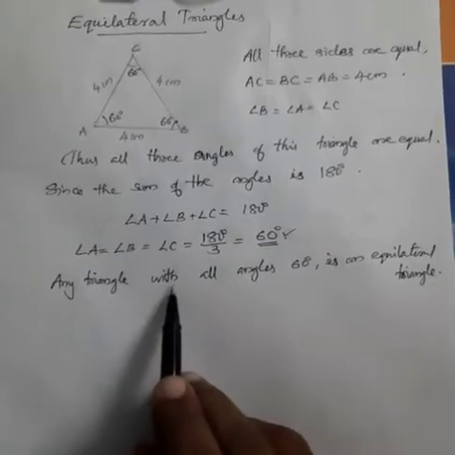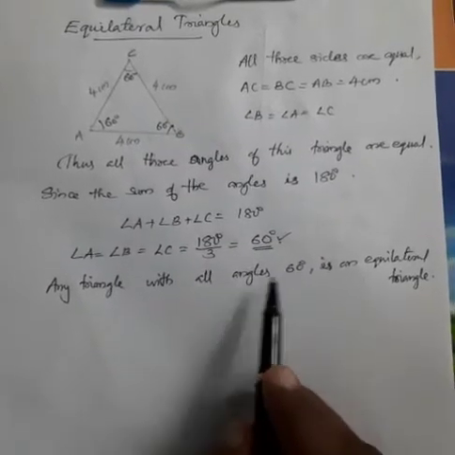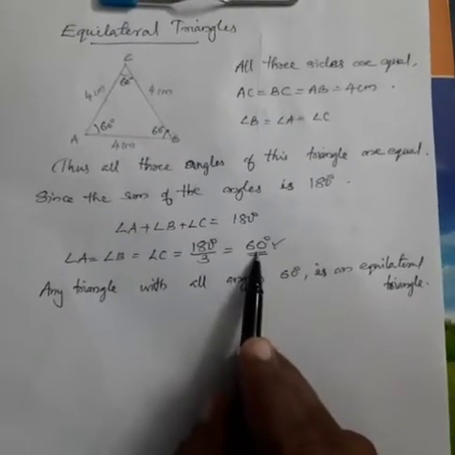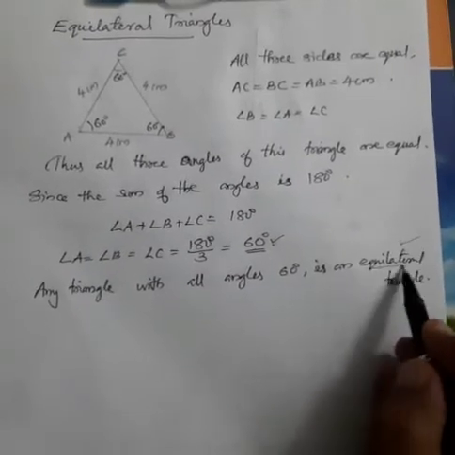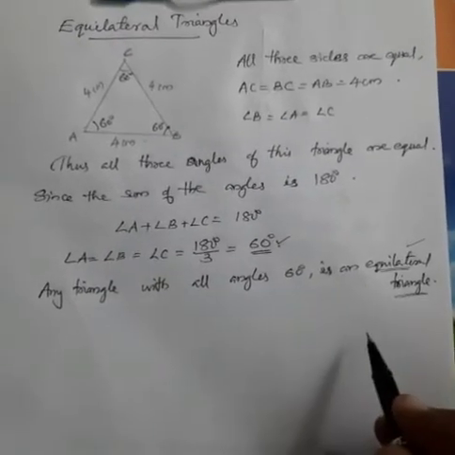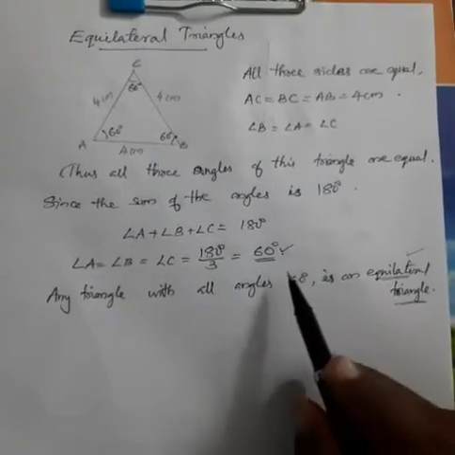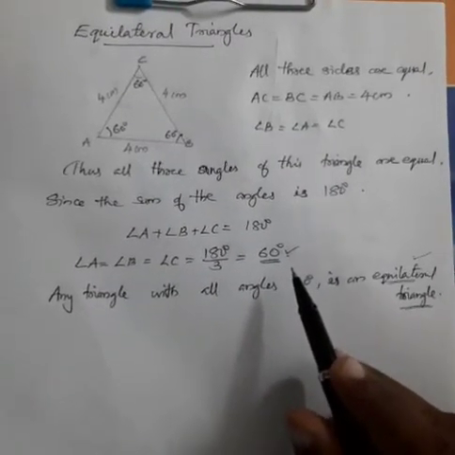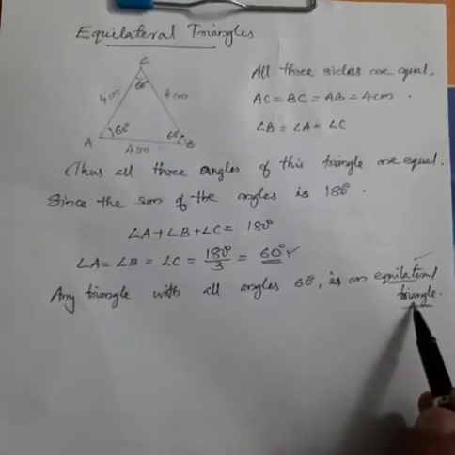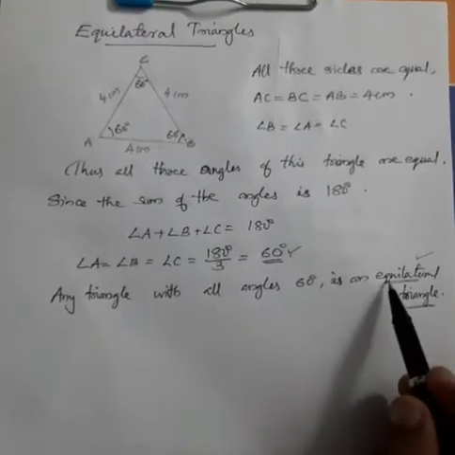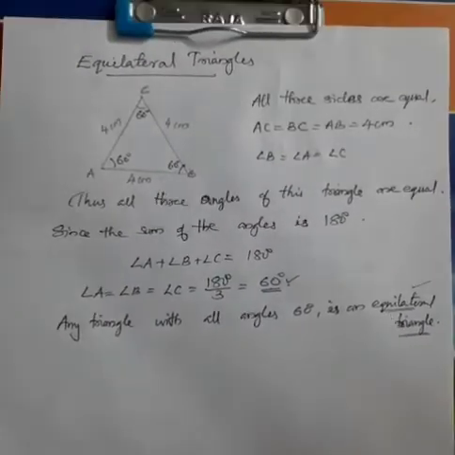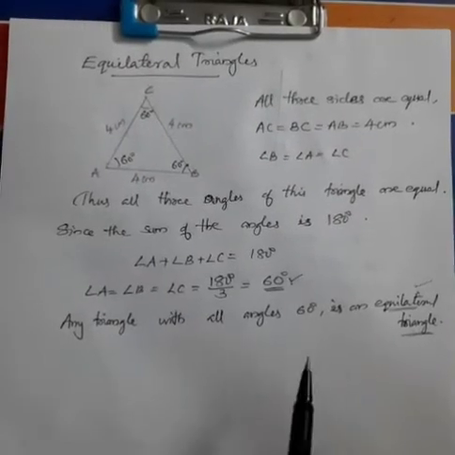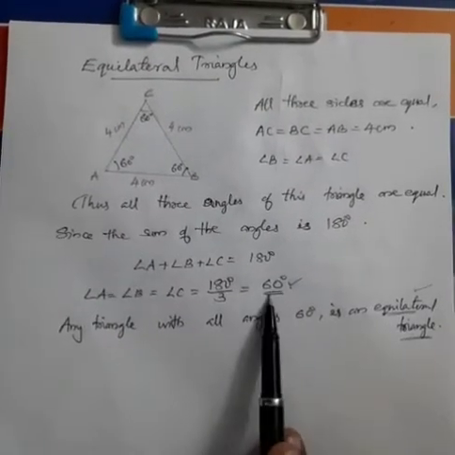Any triangle with all three angles 60 degrees is called an equilateral triangle. All the sides are equal and all the angles are also equal. These are called equilateral triangles. Equilateral means equal sides and equal angles.